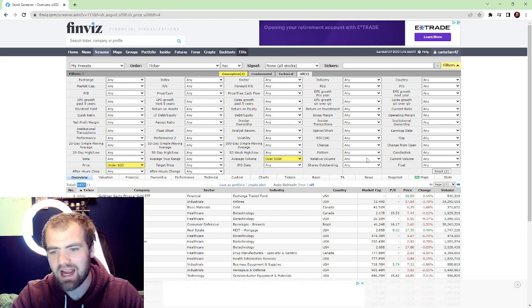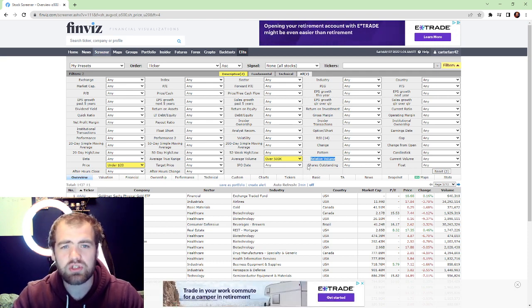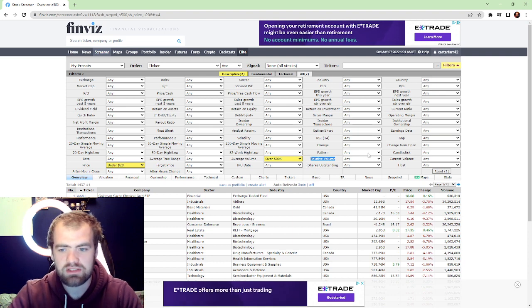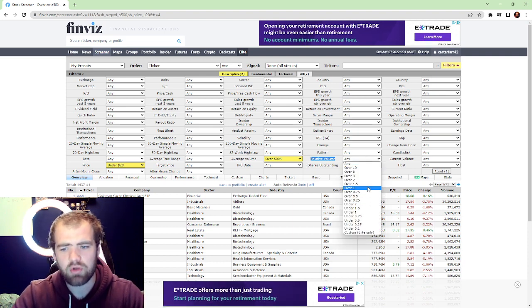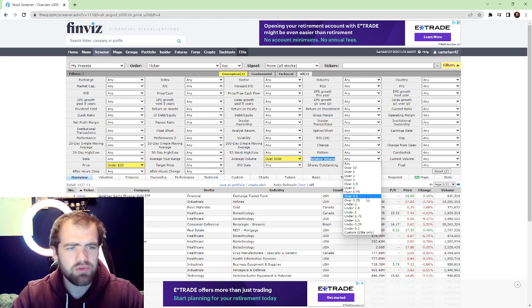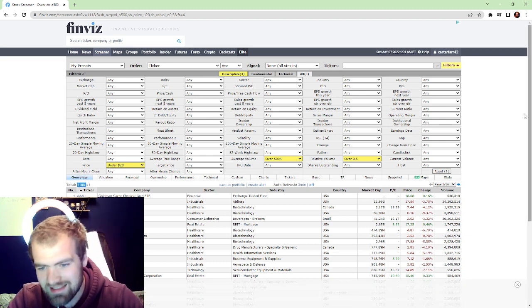Now, the next thing I like to do is go to relative volume. The relative volume is pretty much just the overall demand for the stock. Once I click that, we'll go anything over 0.5 to 1. Right in that range, you can do pretty decent. So we'll go over 0.5, and you can see we still have 1,100 stocks.